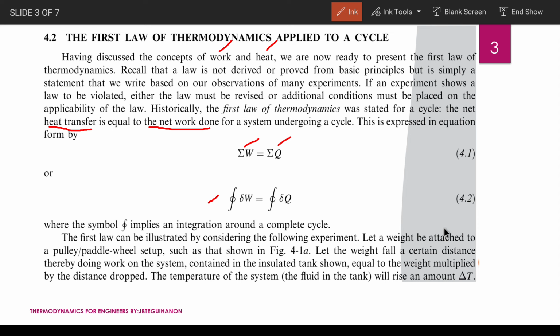Okay? Or pwede mong i-symbol yung integration symbol around the complete cycle. Symbol lang siya ito. Complete cycle. Okay, yun ang ibig sabihin. Parehas lang ang ibig sabihin yan. Okay?